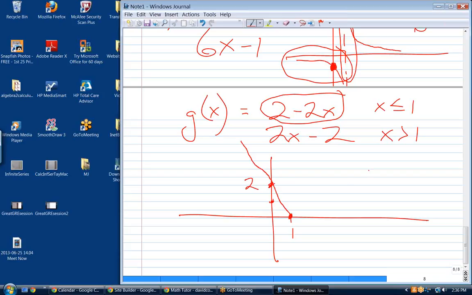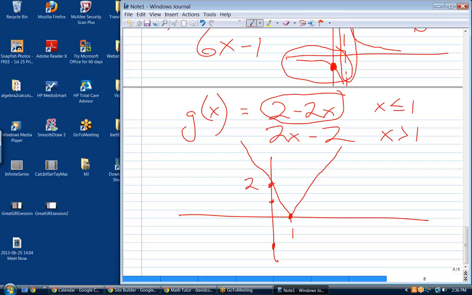Now, to the right of 1, I've got 2x minus 2, which has a similar steep slope, only it's positive, and it goes through the point minus 2. If it was not restricted, I would draw a straight line through there, but my straight line is now going to be like that. So there's a graph of our piecewise function. You can tell that when x is equal to 1, we don't have a discontinuity. We have a continuous function this whole way.